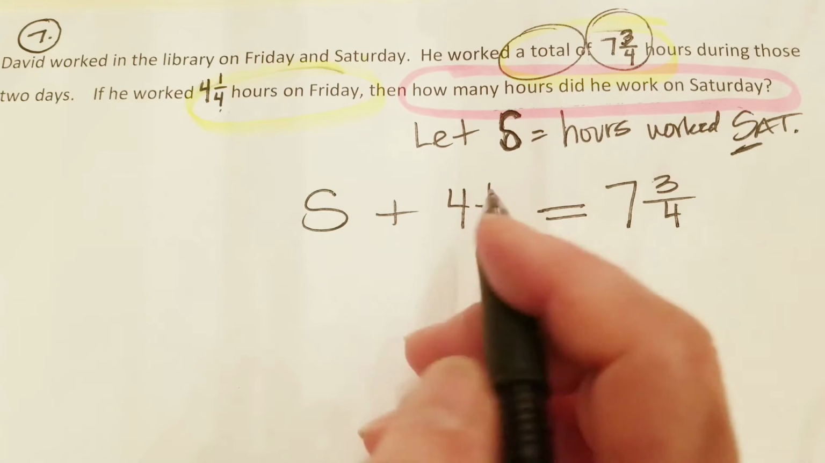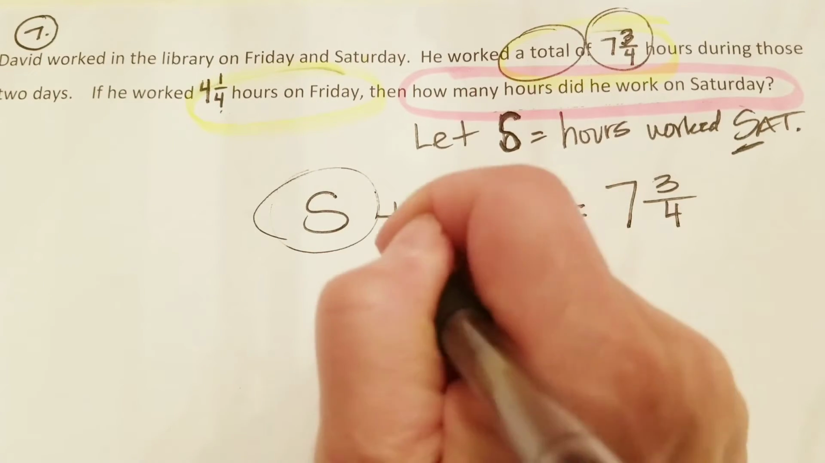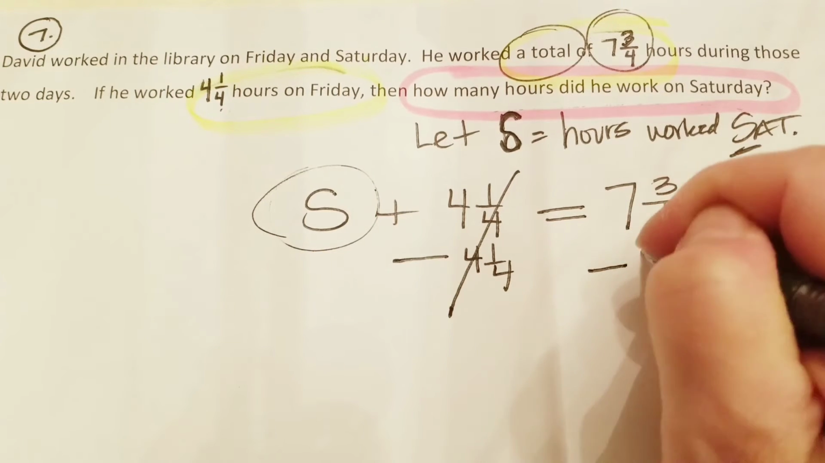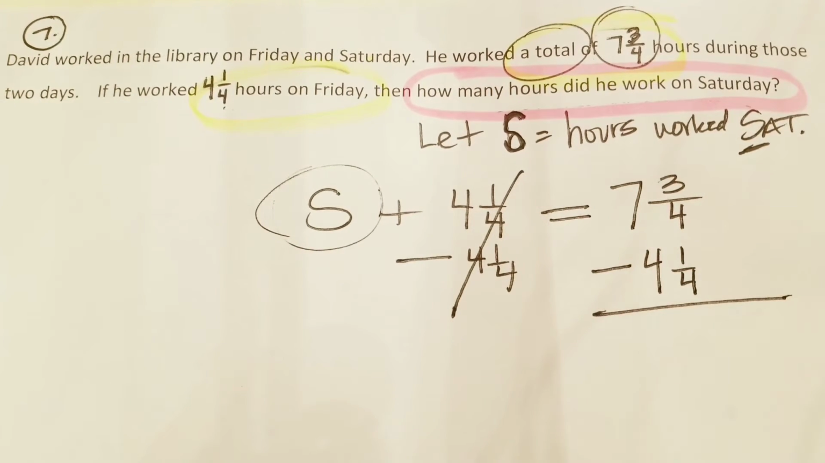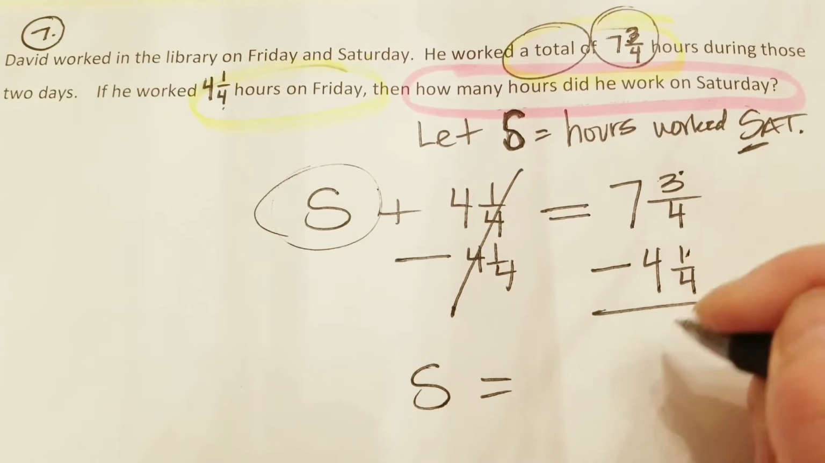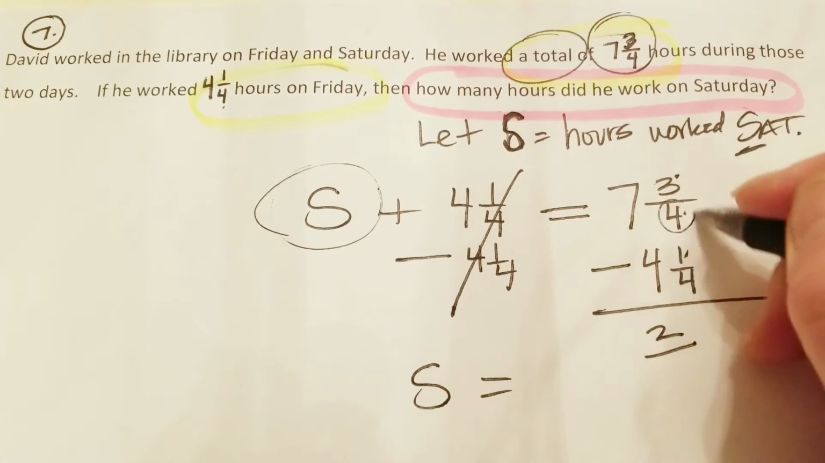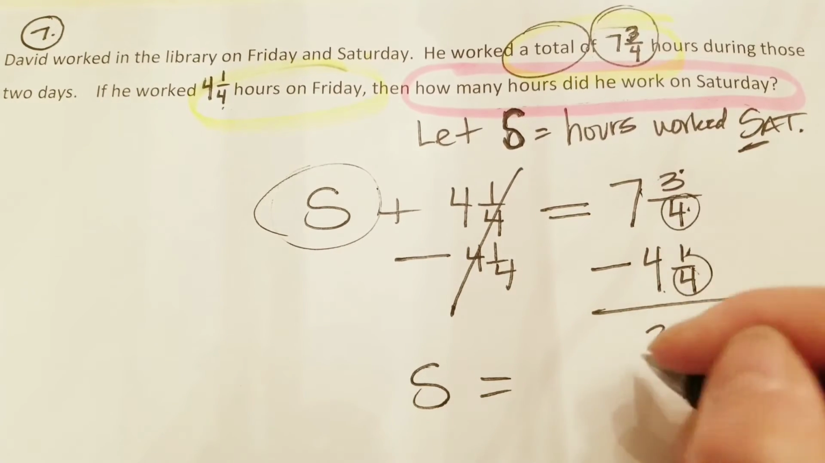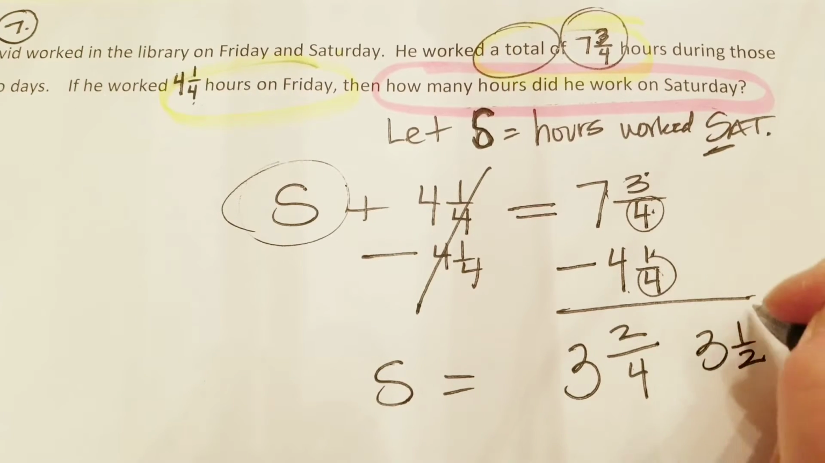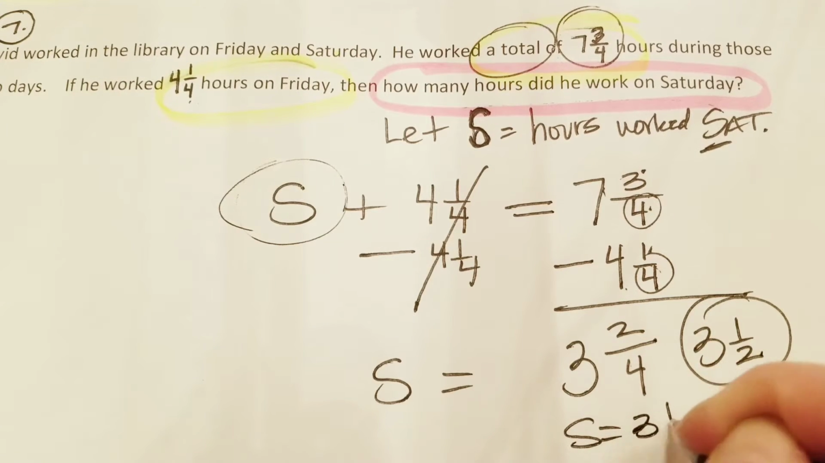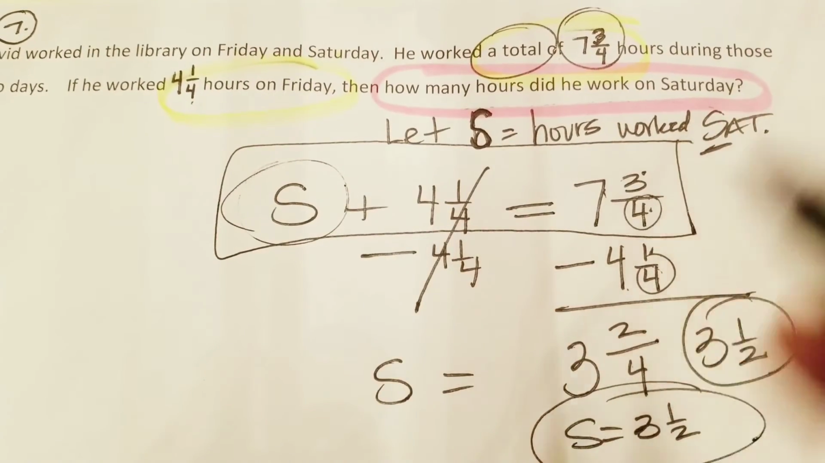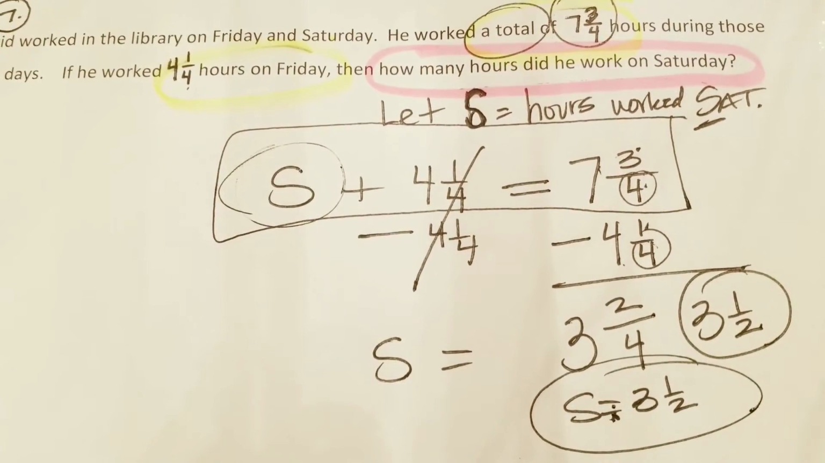Now let's solve. We need to get S all by itself. So let's subtract 4 1/4 from this side. That cancels out. And what we do to one side, we do to the other. Now we're left with S equals 3 minus 1 is 2, and the denominator stays the same. 7 minus 4 is 3. 3 2/4 can be reduced to 3 1/2. So S equals 3 1/2 hours worked on Saturday. So you need that equation and you need this answer.